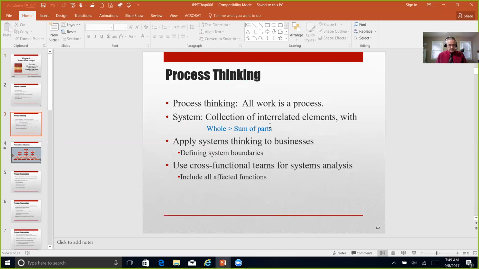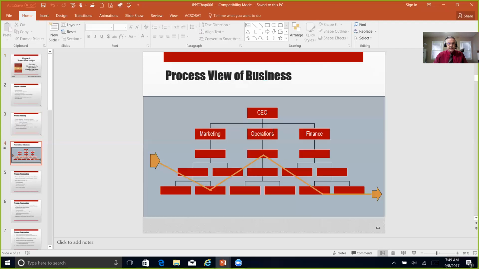Then over on page 112, we talk about the process view of business. One of the most important contributions of this process thinking is that the business, viewed as a system, really has a collection of interconnected processes. This is a process view of business. This is just that example of figure 6.1 at the bottom of page 112.